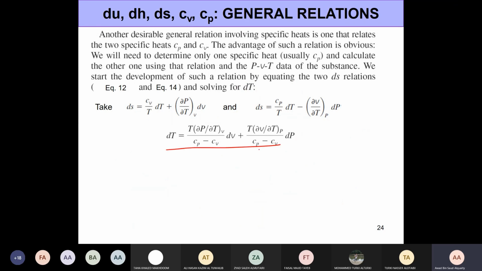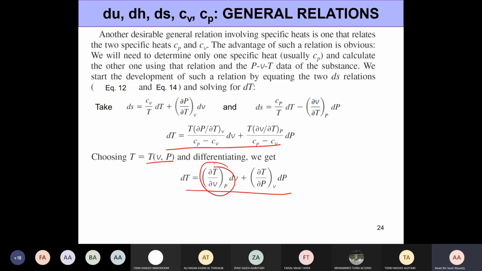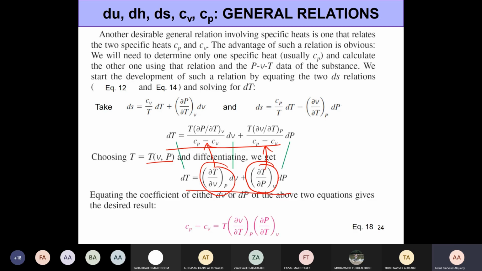So this is what we did. You want to solve for dT, and T is a function of specific volume and pressure. You write these two, and then you compare these two coefficients. No matter which coefficient you compare, ultimately we are trying to get Cp minus Cv. Both of them give you the same relation, Cp minus Cv equals temperature times ∂V/∂T at constant pressure times ∂P/∂T at constant specific volume. This is the first Cp minus Cv relation.